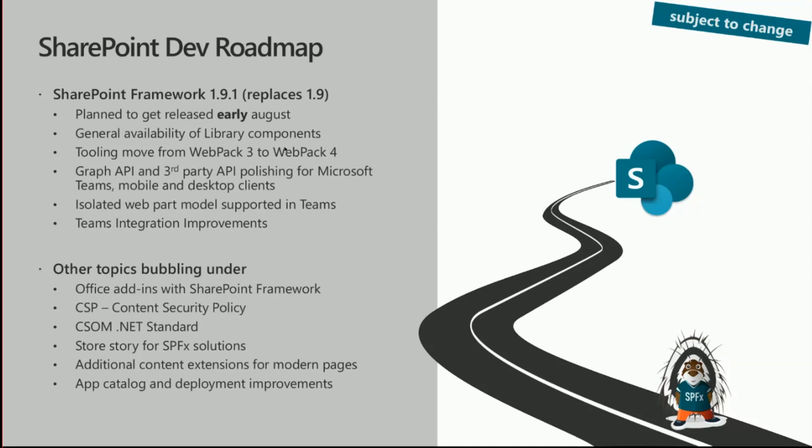That one will have general availability of the library components. That one was in beta before. Our toolchain moved to Webpack 4. There are some API updates as well. So for example, the Graph HTTP client is now fully deprecated. You should use the MS Graph client. So if you're still using that one, try to change your code to use the MS Graph client.